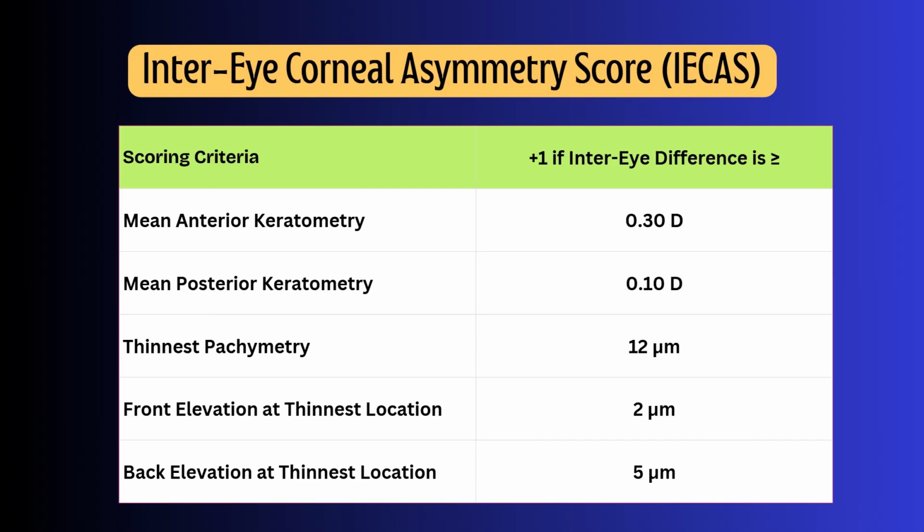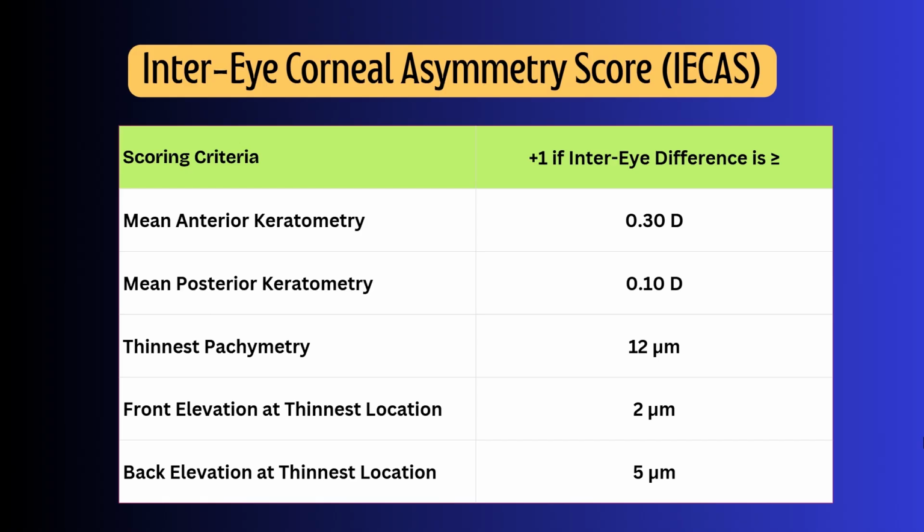For mean posterior keratometry, the difference cutoff is more than 1 diopter. For thinnest pachymetric difference, the cutoff is 12 micrometers. And the anterior elevation at the thinnest point difference between the two eyes, the cutoff is 2 micrometers. For posterior elevation at the thinnest point, the cutoff is 2 micrometers. So I hope you are able to follow that we are basically trying to compare two eyes, and based on the cutoffs we are giving the scores. These values are all based on literature derived thresholds, though different institutions may use slightly modified versions of these criteria.